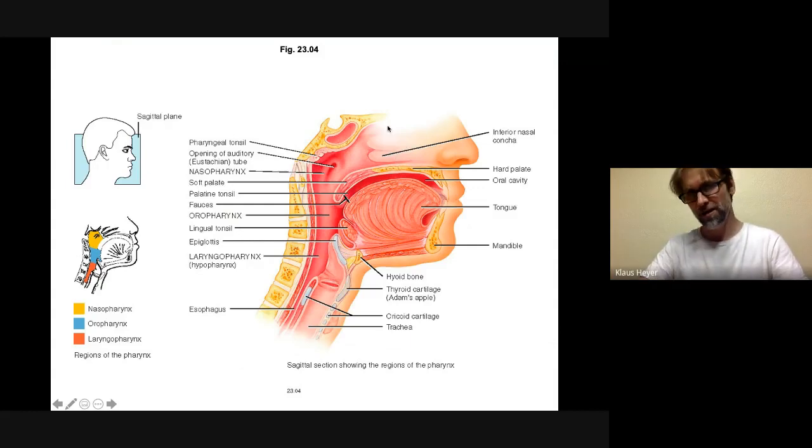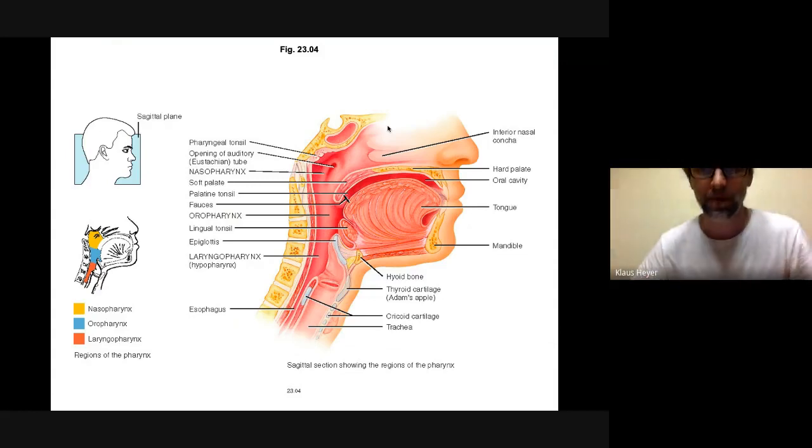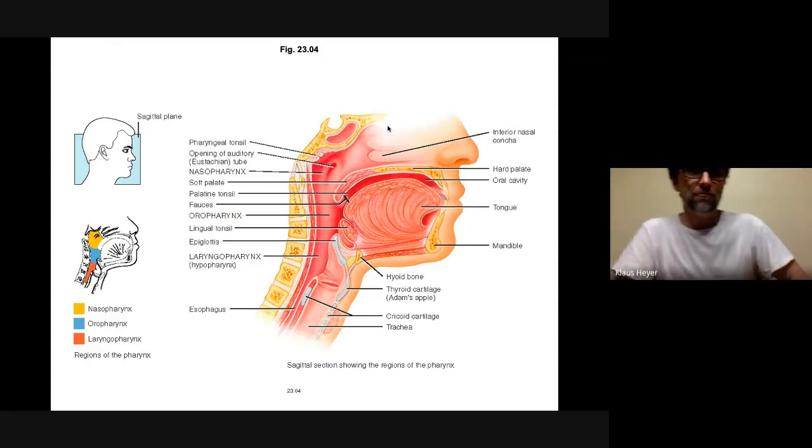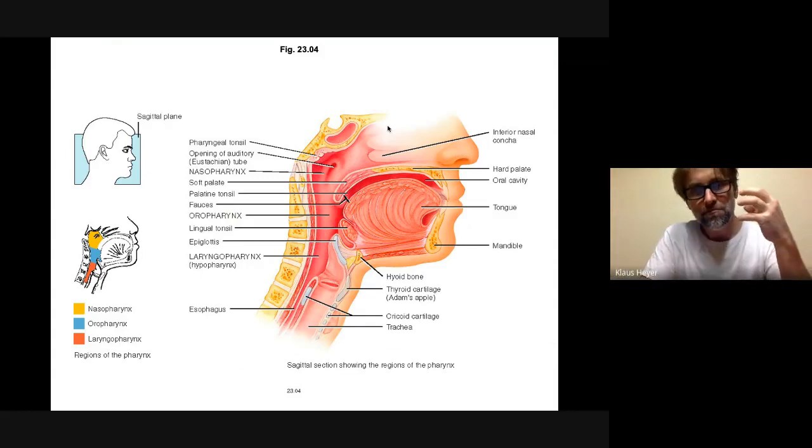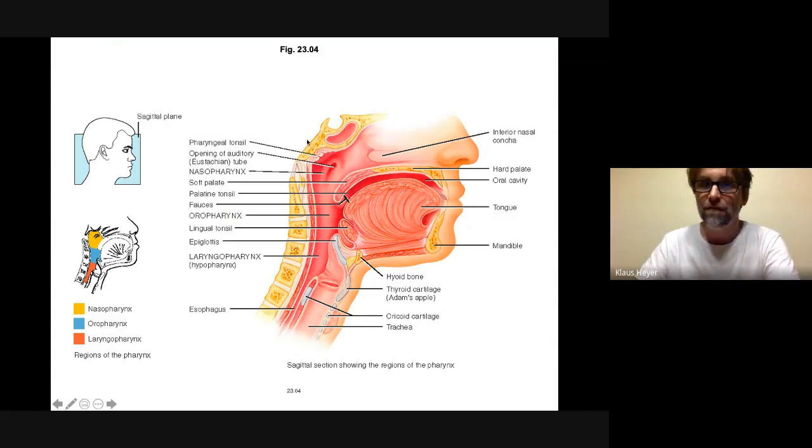These are called conchae, like shells, like a conch. Sometimes also referred to as turbinates. They just kind of keep the area inside your nose moist. Then the pharynx, it's divided into 3 areas. So look over here to the left, and you can see it's color-coded. Right, so you've got the nasopharynx, the oropharynx, and the laryngopharynx.